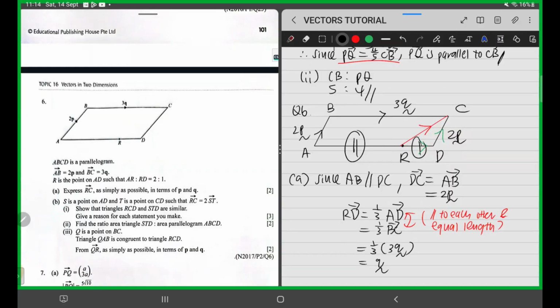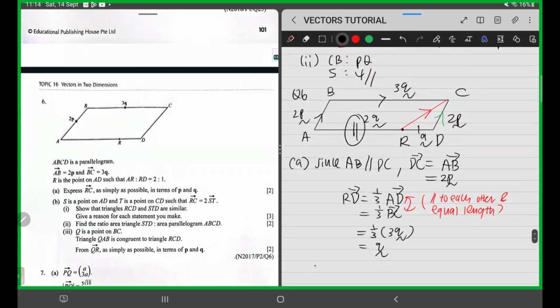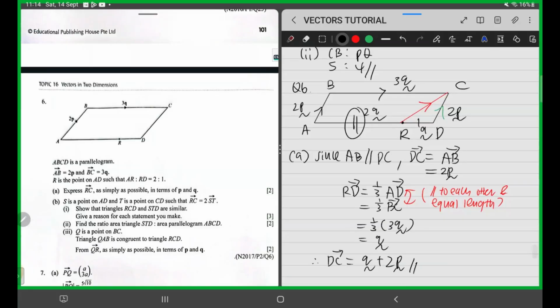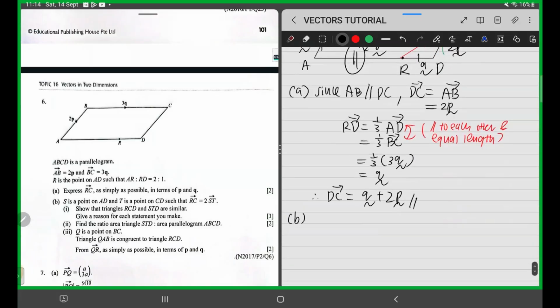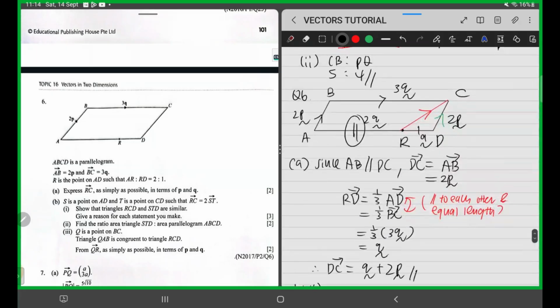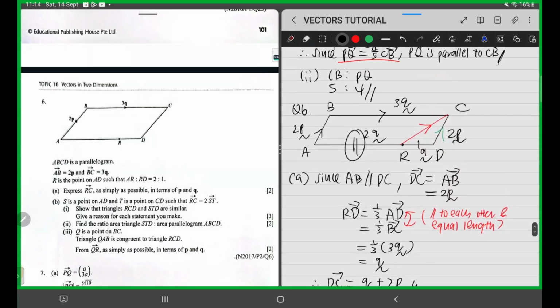So over here is Q, and then here is 2Q. So therefore, DC is just Q plus 2P. The end. Move on. BI. S is a point on AD, and T is a point on CD. So we have maybe S over here, and then maybe T over here somewhere.